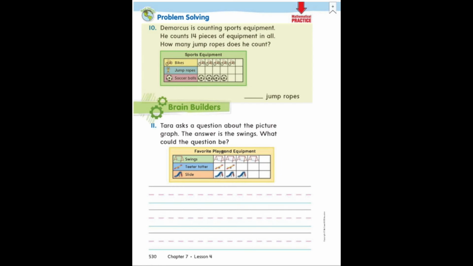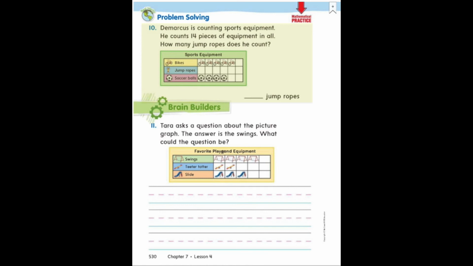On the last page, on page 530, we have number 10. DeMarcus is counting sports equipment. He counts 14 pieces of equipment in all. How many jump ropes does he count? Now, if you look at the graph, first graders, there are no jump ropes. Your job is to find out how many are missing.